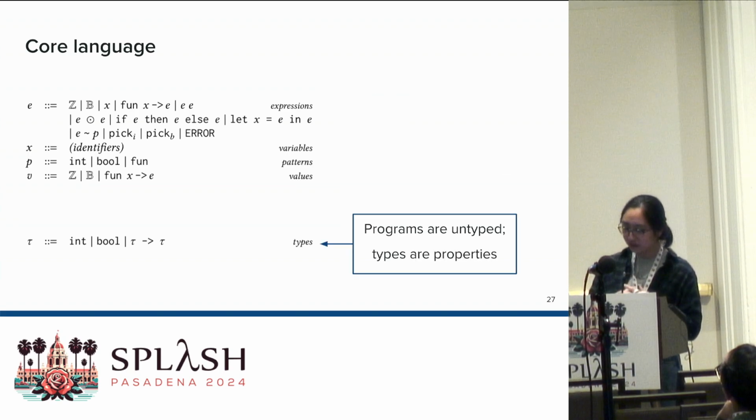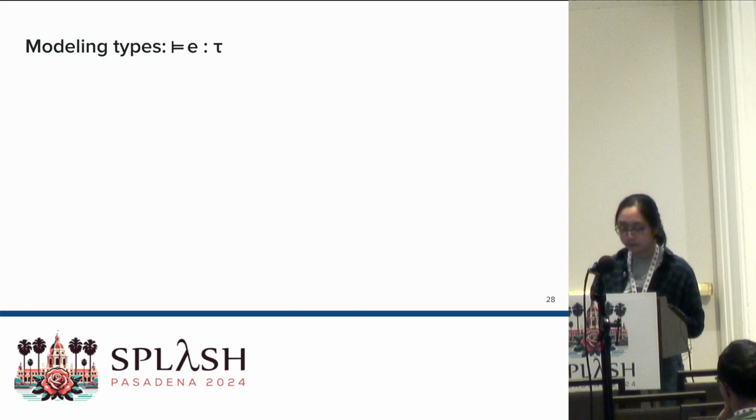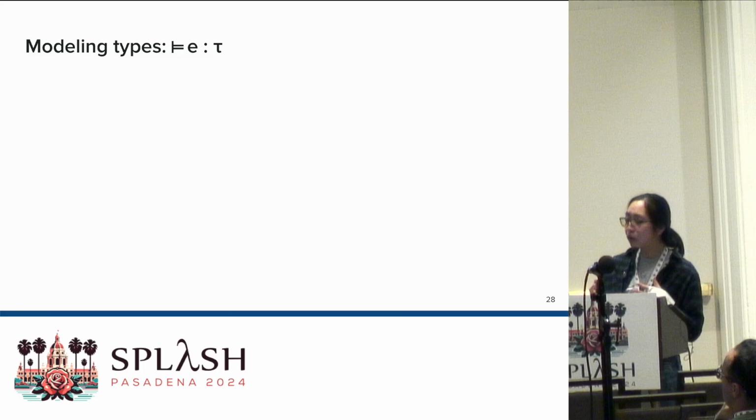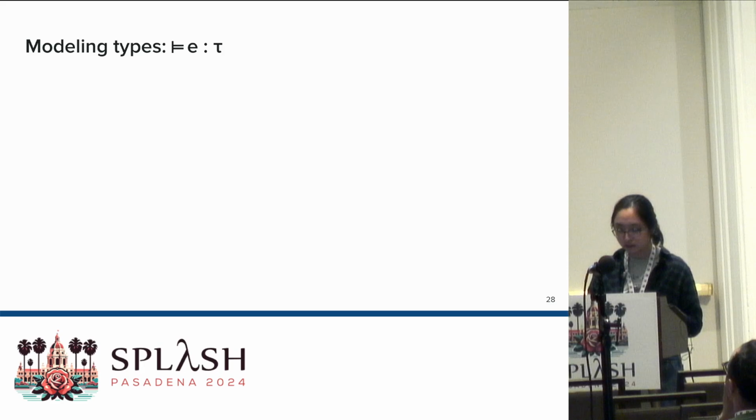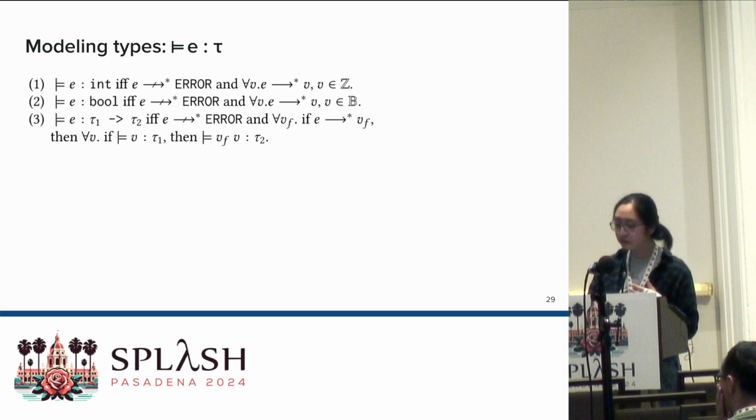One thing to note about the language is that although the language itself is untyped, we can verify whether an expression belongs to a certain type, i.e. whether the behavior matches the description of that type. Okay, now I'll give the model relation that defines what it means for an expression to have a type tau in our language. So here is the model definition.